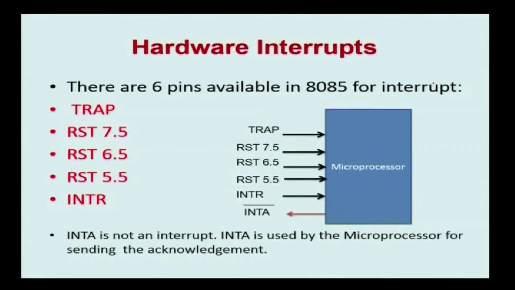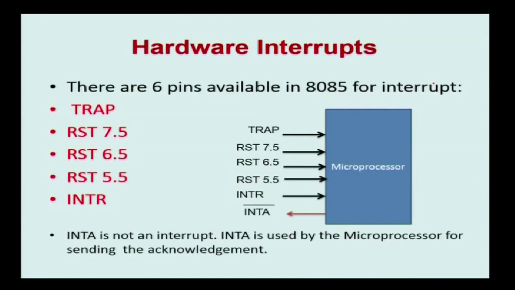In 8085 there are 5 interrupts named TRAP, RST 7.5, RST 6.5, RST 5.5 and INTR. These 5 are inputs to the processor, which means these 5 pins are connected with external devices. When the external device wants to interrupt or wants service from the microprocessor, it sends the interrupt request signal. Then the processor, after completing its work, goes to the specified location.